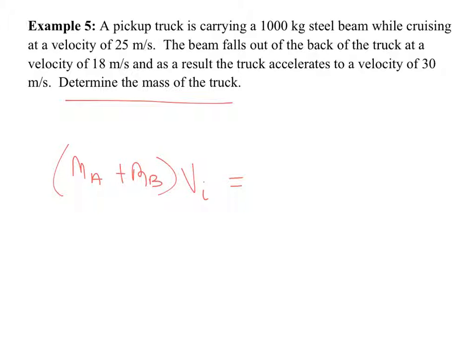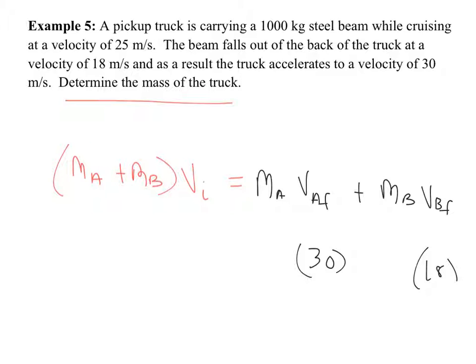Now in this problem, you've got the truck right here. You've got the mass of the beam right here. And since they're together and they're moving together, they're moving at the same velocity. You could write them separately, MAVI plus MBVI, but the VI is the same. So you might as well write them together. Afterward though, the truck is now still moving with some velocity afterward. That's given, that's 30. The beam is still moving, but it's moving with a different velocity afterward. That velocity is 18.